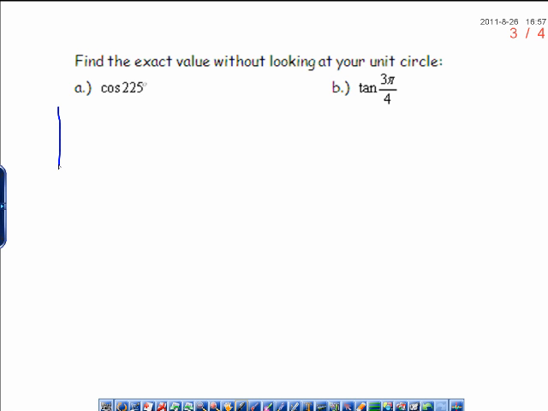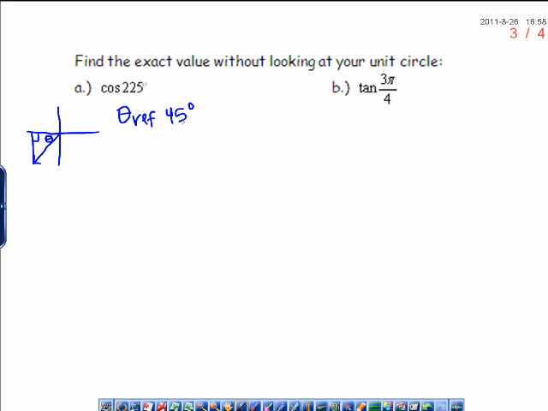So 225, if you think about your unit circle, even though we can't refer to the unit circle we made, we can definitely draw it on our own. 225 would be in the third quadrant. It would be between 180 and 270. And when thinking about the reference angle, let me go ahead and make my triangle here. My reference angle, right there, is going to be 45 degrees. So really what I need to find is cosine of 45 degrees.